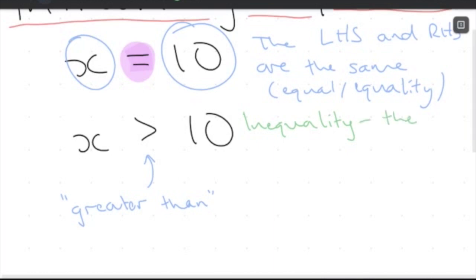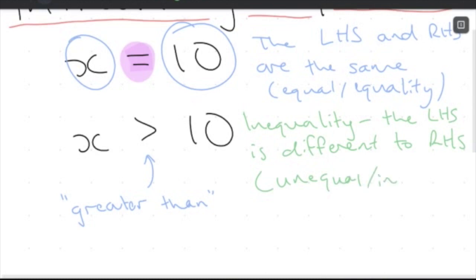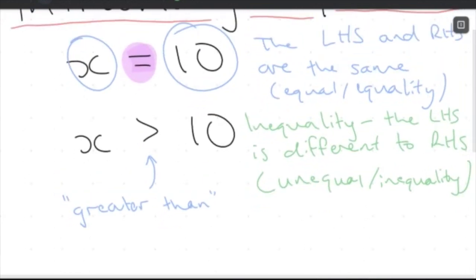So let's write here, the left-hand side is different to the right-hand side. These are not equal. These are, in fact, unequal, and this is an inequality, because it's communicating a different bit of information. It's telling us that x is greater than 10.